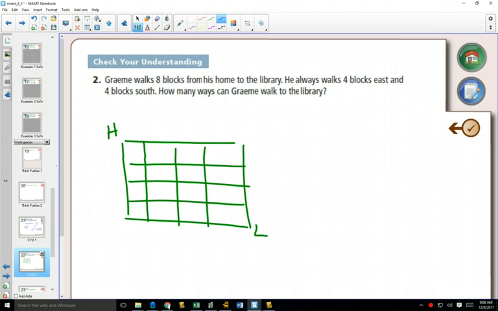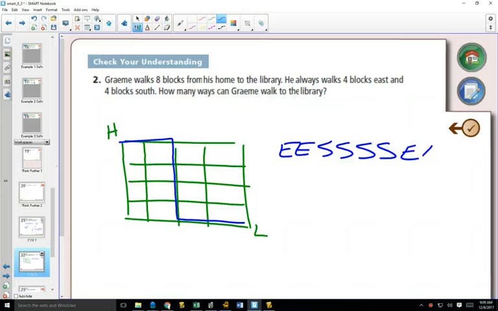So we need to figure out, how do we represent this? Like if I pick a route, this looks like an easy one to get from his house to the library. How do I represent that? Well, what did he do? He went east, east, then south, south, south, south, and then east, east again. So that's the easy way to get there.